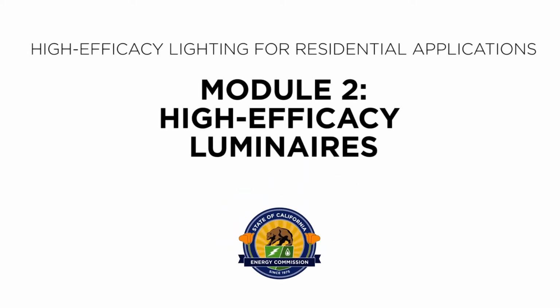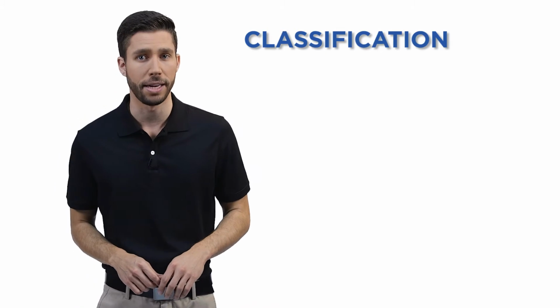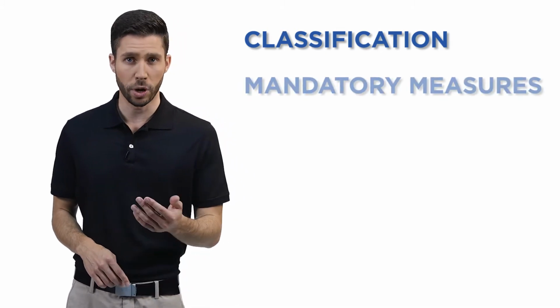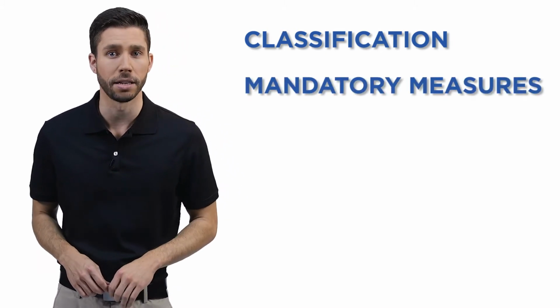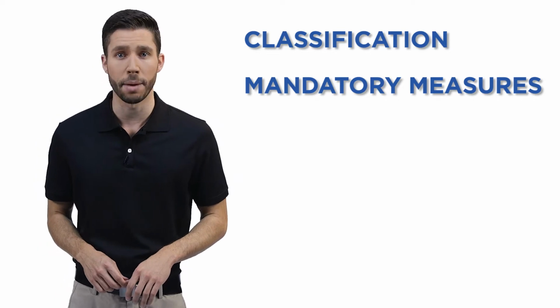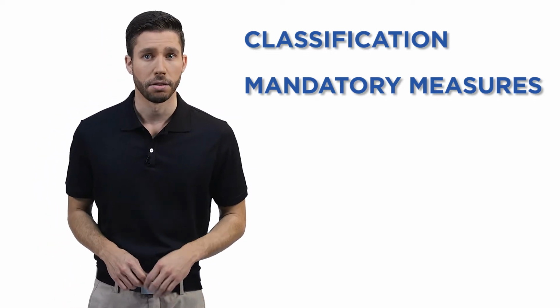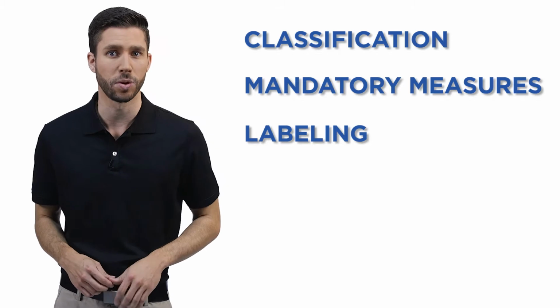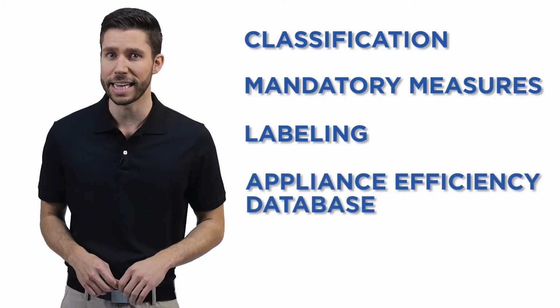Welcome to Module 2 of the High Efficacy Lighting for Residential Applications video series. This module will provide an overview of the high efficacy lighting requirements contained in the 2016 Energy Standards. In this module, we'll go over the types of light sources classified as high efficacy, the mandatory measures for high efficacy lighting, an overview of Reference Joint Appendix JA8, labeling for high efficacy light sources, and the Appliance Efficiency Database.